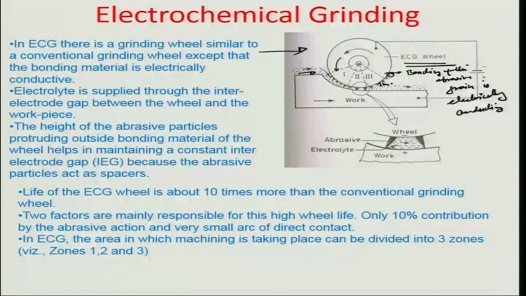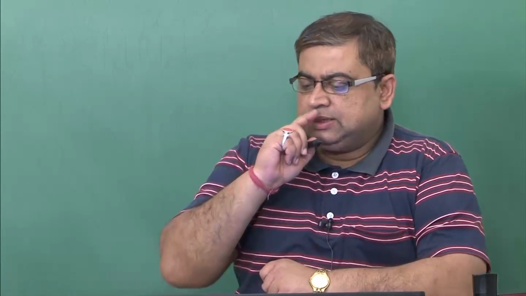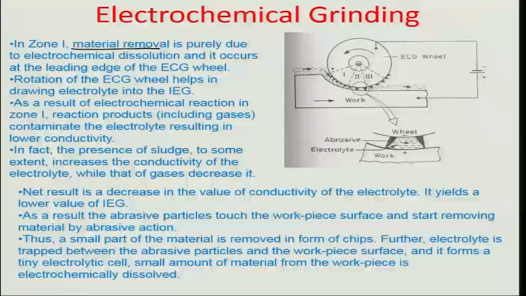And there are typically 3 zones in such ECG processes. The area in which machining is normally taking place can be divided into a pre-zone, where typically the material removal mechanism is mostly electrochemical, and the rotation of the wheel helps in drawing the electrolyte from this zone 1 into zone 2, where there is a partial mechanical, partial electrochemical dissolution which is taking place.